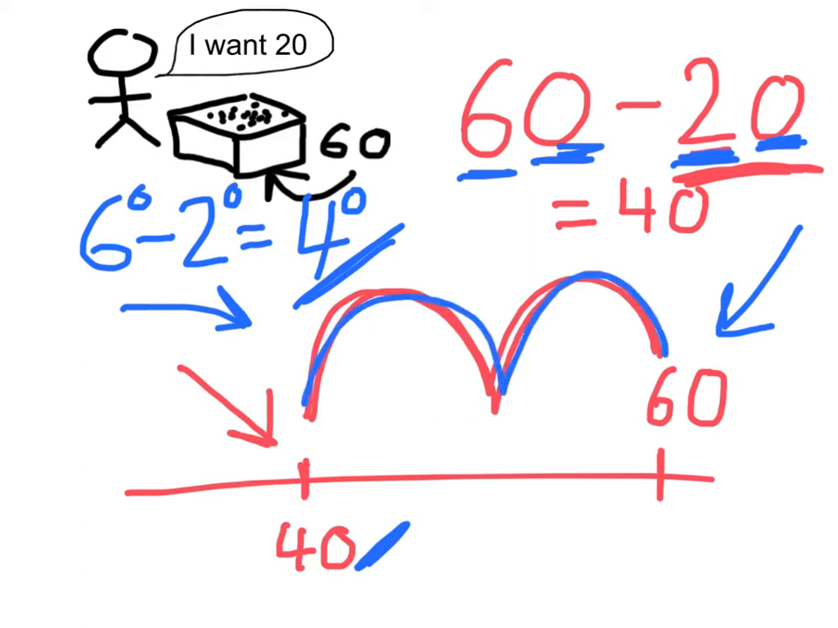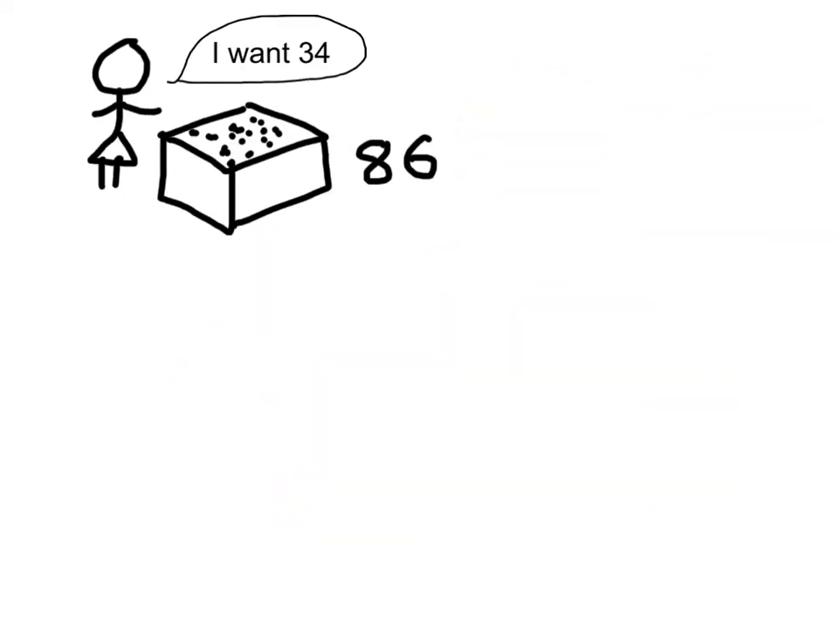Let's try something a little bit more complicated. If you're still a bit confused on that, go back and watch again. Okay, this one's a little bit more complicated because we've got 86 in the bucket and she wants 34. Well, let's just start by pretending she doesn't want 34. Let's pretend she wants 30. 86 take away 30. Alright, here we go.